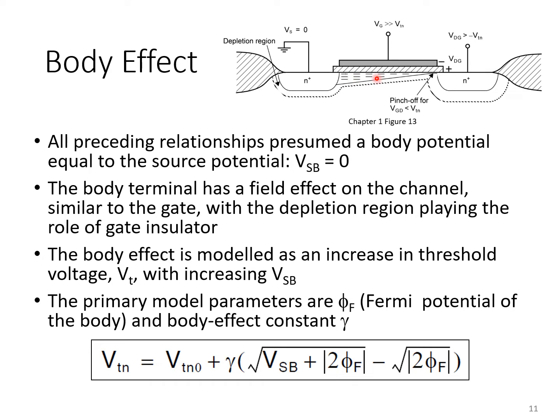And the channel potential is quite closely related to the source voltage. So therefore we can model the body effect as an increase in threshold voltage, VT, with increasing source to body voltage. The primary model parameters are the Fermi potential of the body and body effect constant gamma, which really parameterizes the relative strength of the back gate's impact on the channel region and the main gate's impact on the channel region.